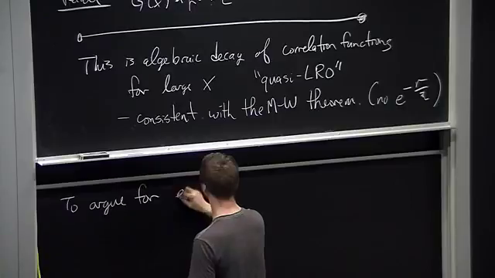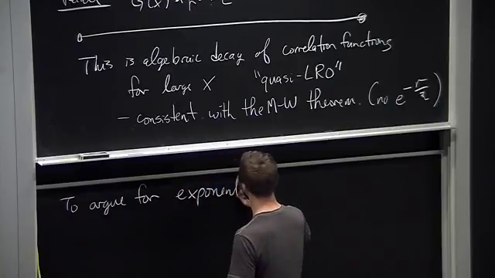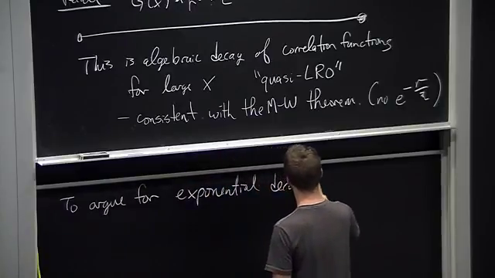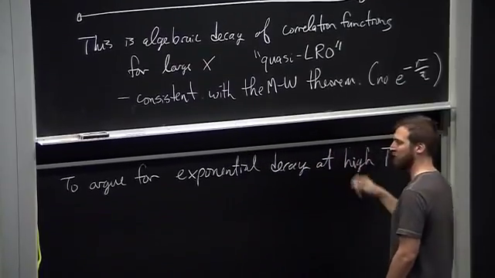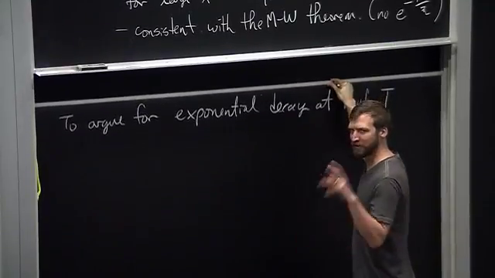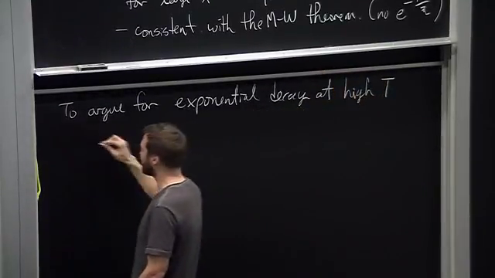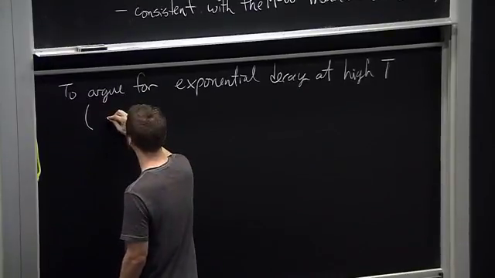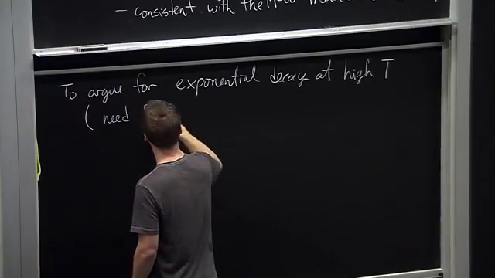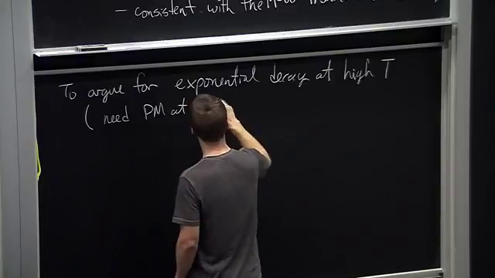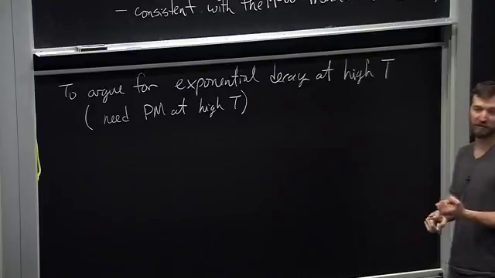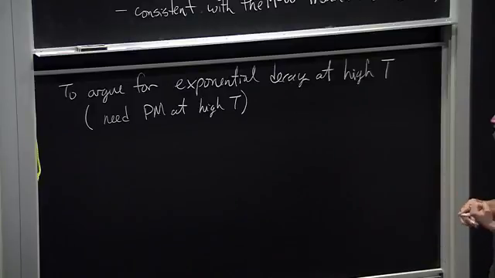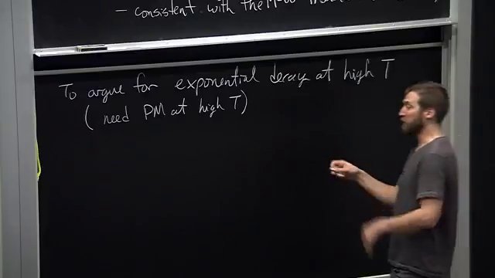To argue for exponential decay at high temperature, you experimentally know, or at some point you know, that you need a paramagnet at high T. Number one, it tells you there must be some sort of phase transition, or at least a crossover, but there is a phase transition. And you need to include that in the theory somehow.